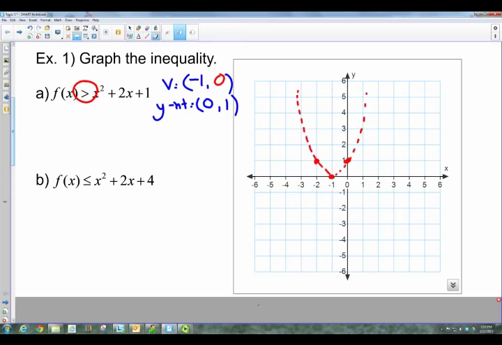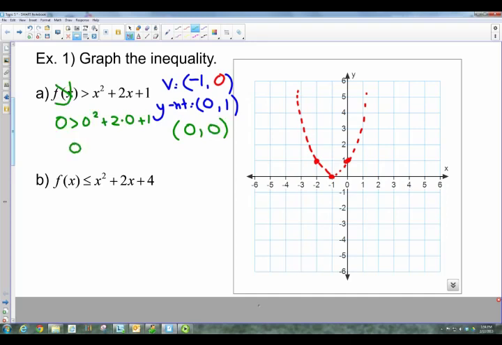Next step is we're going to take a point that's not on the graph. One point that is always a good choice is the point (0, 0), as long as it's not on the graph, and (0, 0) is not. So I substitute it into my original equation. Remember that f of x is the same as y. So I've got 0 for y is greater than 0 squared plus 2 times 0 plus 1. Solving this out, you get 0 is greater than 1. Well, 0 is not greater than 1. That's false.